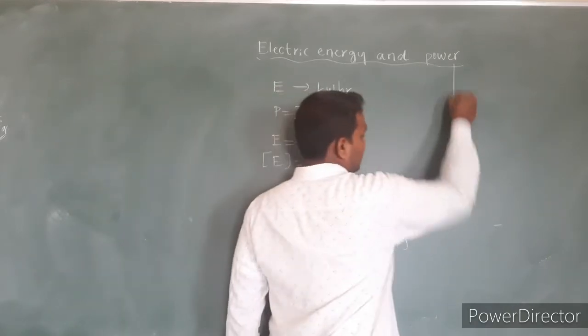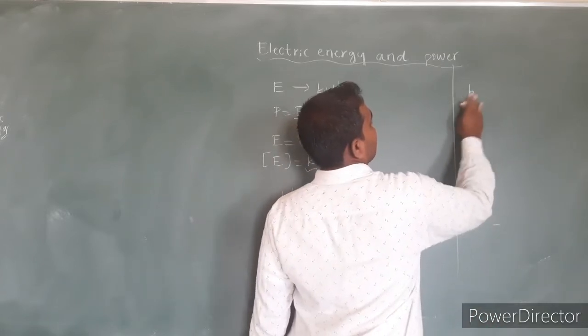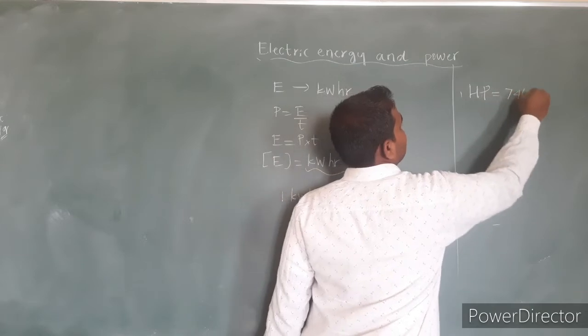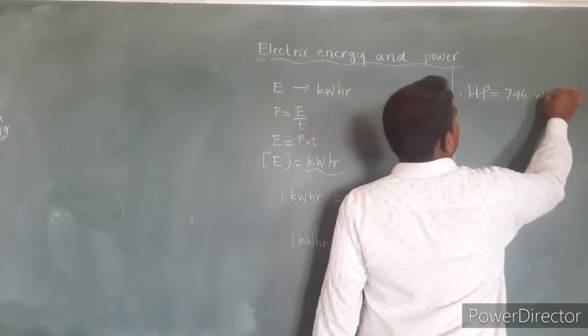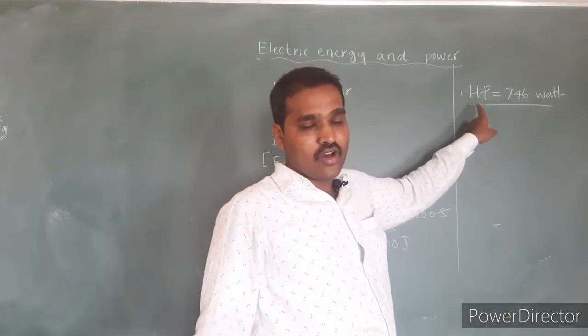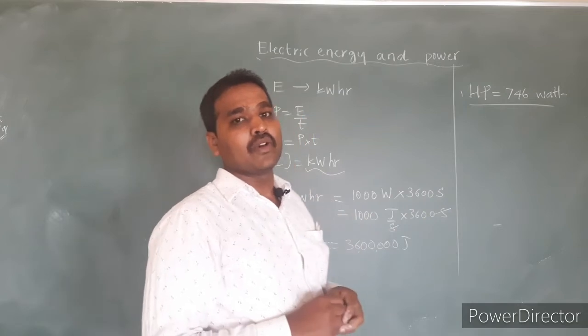And for power, the conventional unit of electric power is a horsepower. We use it as a horsepower, and 1 horsepower is equal to 746 watts. So this is the equivalent value of 1 horsepower. This is the regular unit for electric power.